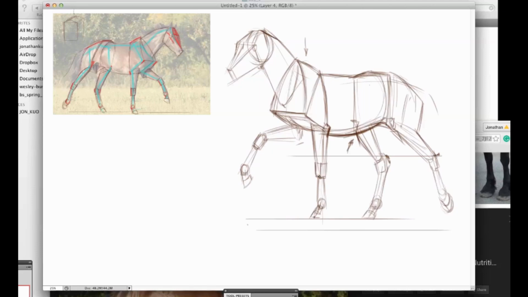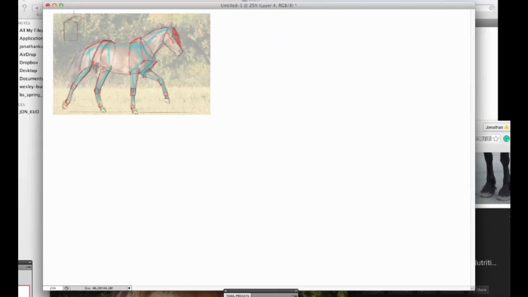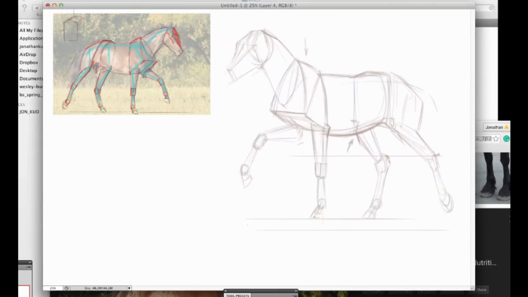Okay, and right now it looks very bony, and very robotic looking, right? It still doesn't quite have the feeling of a horse just yet. But before we do that, I want to show you some functionality of the bone construction.